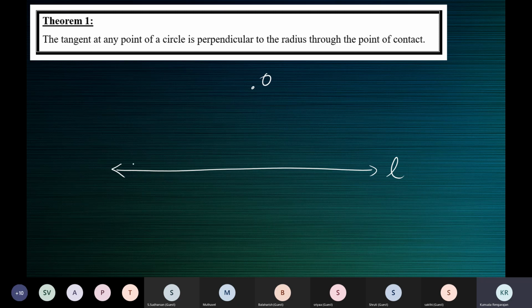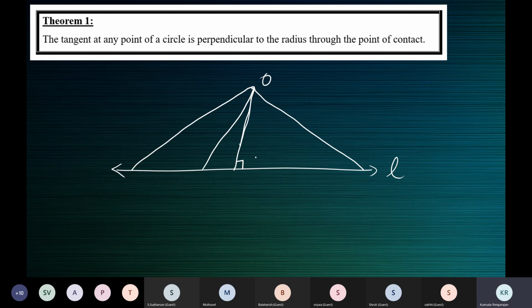So supposing you're on L, you can walk like this to reach O. You can walk like this to reach O. But this is the shortest distance. The perpendicular distance is the shortest distance between the line L and the point O. We'll understand how.